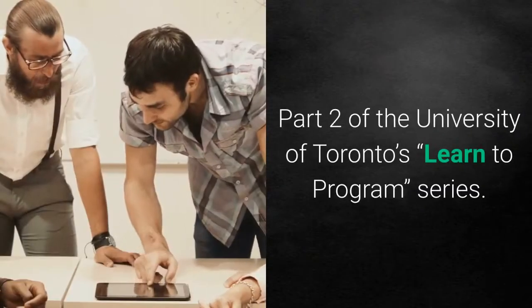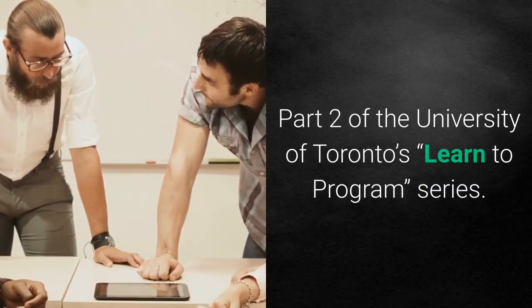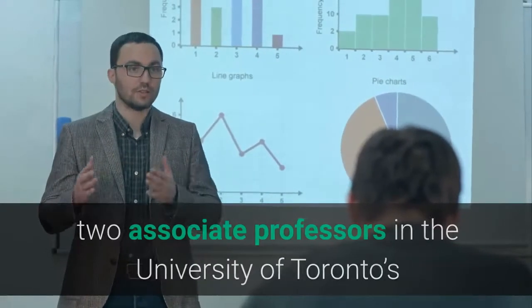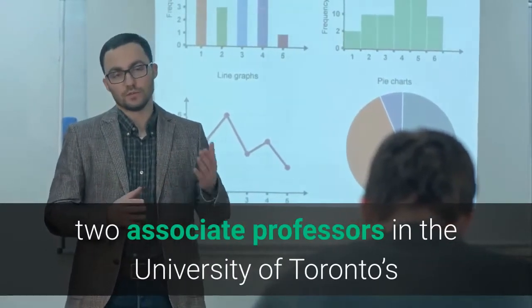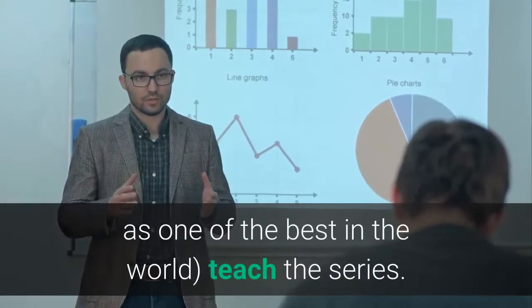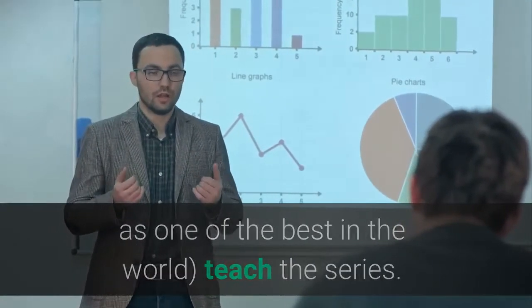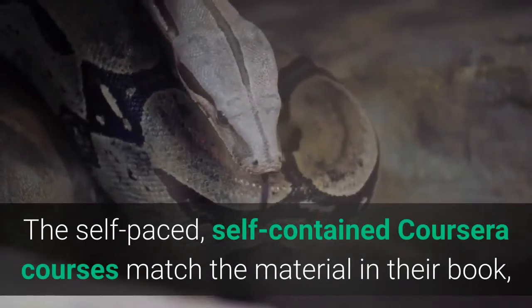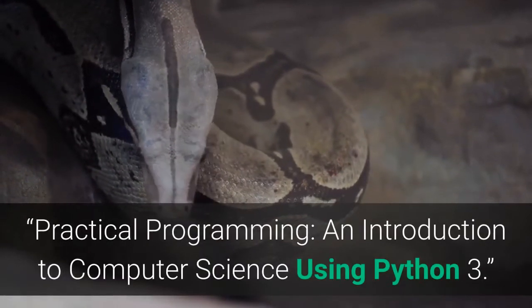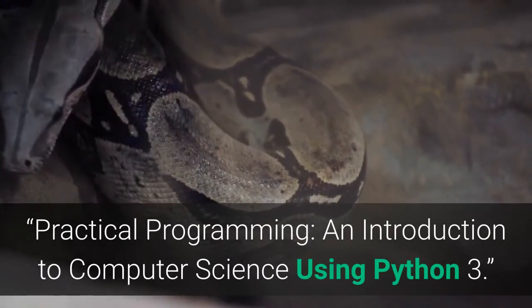Part 2 of the University of Toronto's Learn to Program series. Jennifer Campbell and Paul Grise, two associate professors in the University of Toronto's Department of Computer Science, which is regarded as one of the best in the world, teach the series. The self-paced, self-contained Coursera courses match the material in their book, Practical Programming, An Introduction to Computer Science Using Python 3.